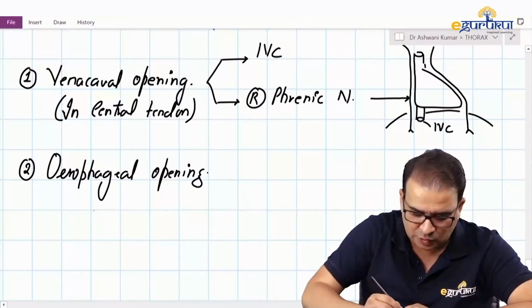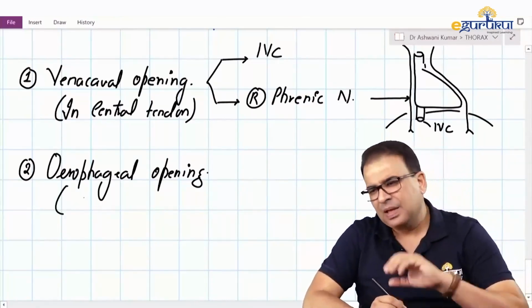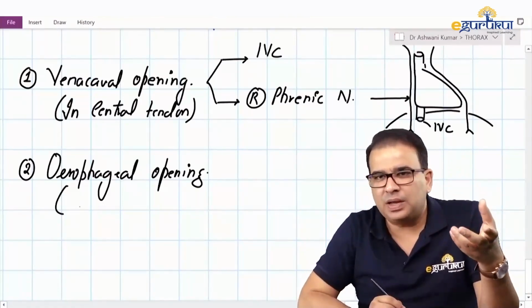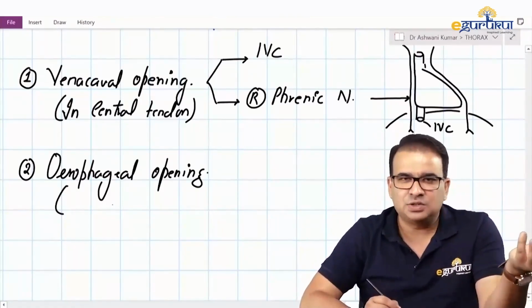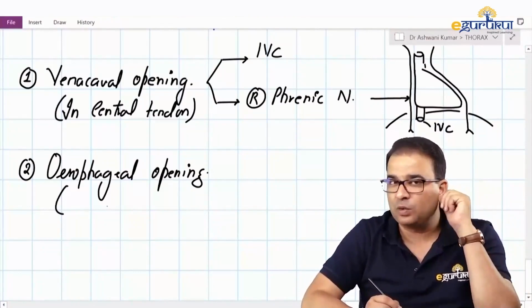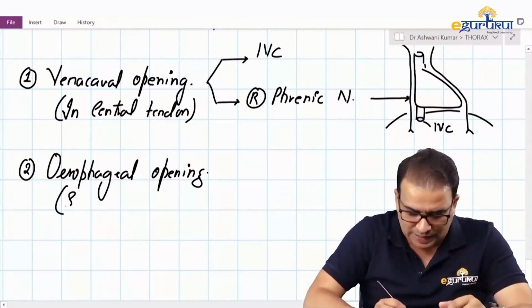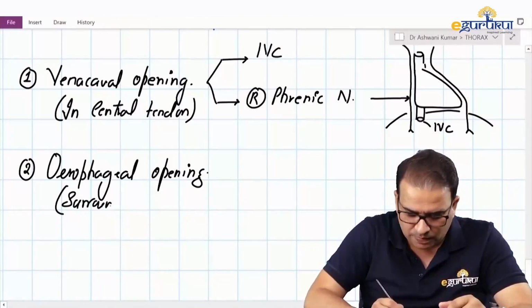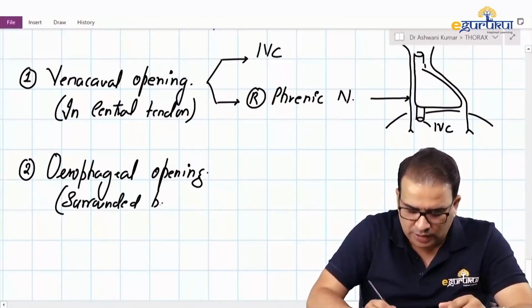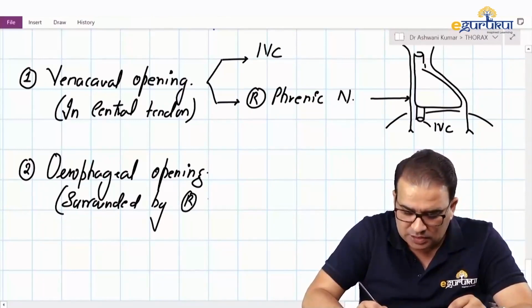That is the esophageal opening. Where is the esophageal opening? Well, either you can say that the esophageal opening is present in the muscular part. That is fine, I mean, this was present in the muscular part only. Or you can say it is surrounded by the right crus of the diaphragm.